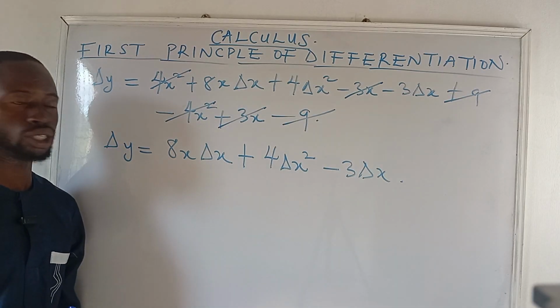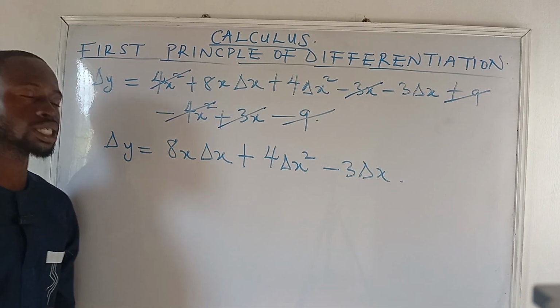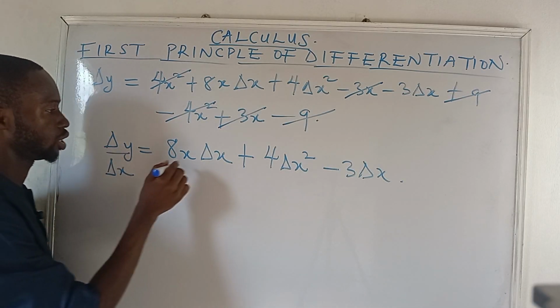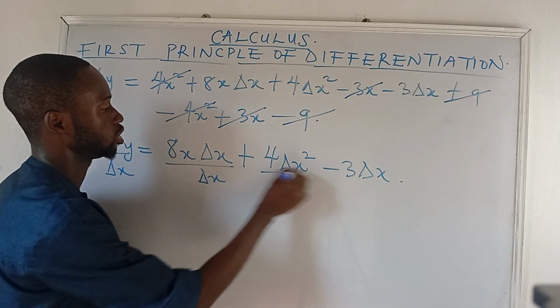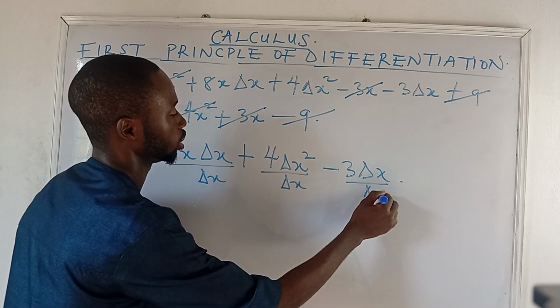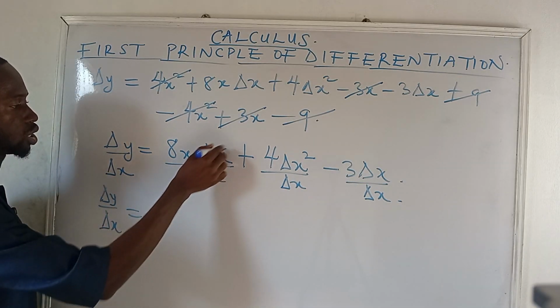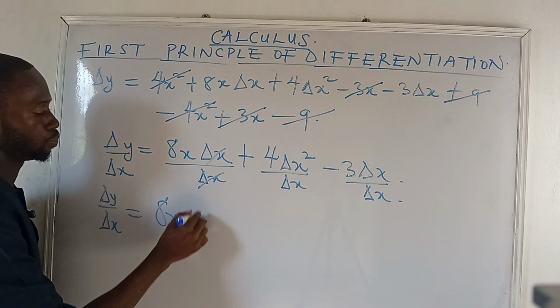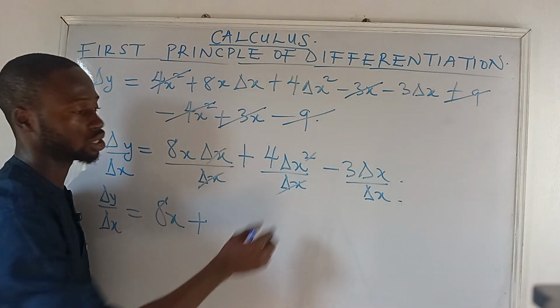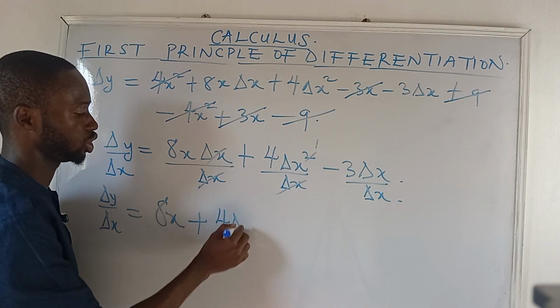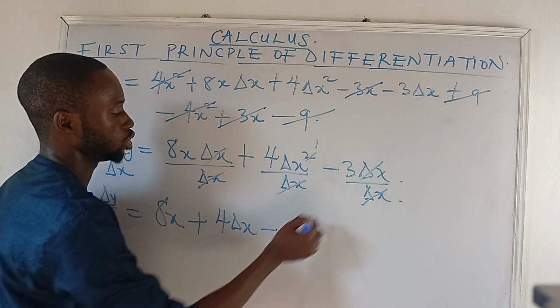I haven't subtracted. So second to the last step is divide all through by change in x. So we divide all through by change in x. So we have change in y over change in x will give us, this cancels this, we have 8x plus, I'm removing 1 out of this, is remaining 1. So what do I have left? 4 change in x minus, this cancels this. What do we have left? 3.